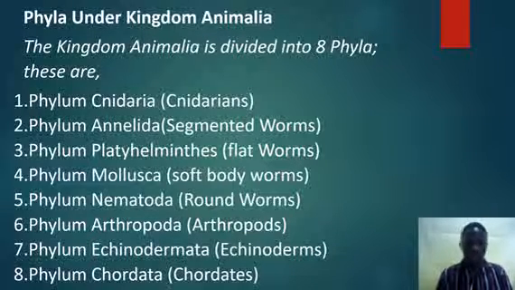Then the next one is the phylum Platyhelminthes. We call them the flatworms. The next one is the phylum Mollusca. They are the soft body animals. So let's take note of that one. The next one is the phylum Nematoda. And they are also called the roundworms. Phylum Nematoda, roundworms. Then the next one is the phylum Arthropoda.